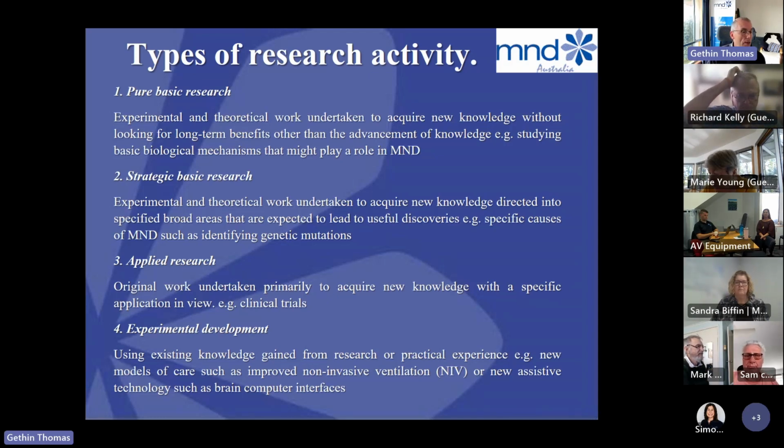And then finally, the more complex or less definitive area is experimental development. This is using existing knowledge that's already been out there or gained from research and practical experience, and then how can we add that and improve what we do. So this will be an example of better models of care, such as how can we improve non-invasive ventilation, or develop better assistive technology, such as brain and computer interfaces.